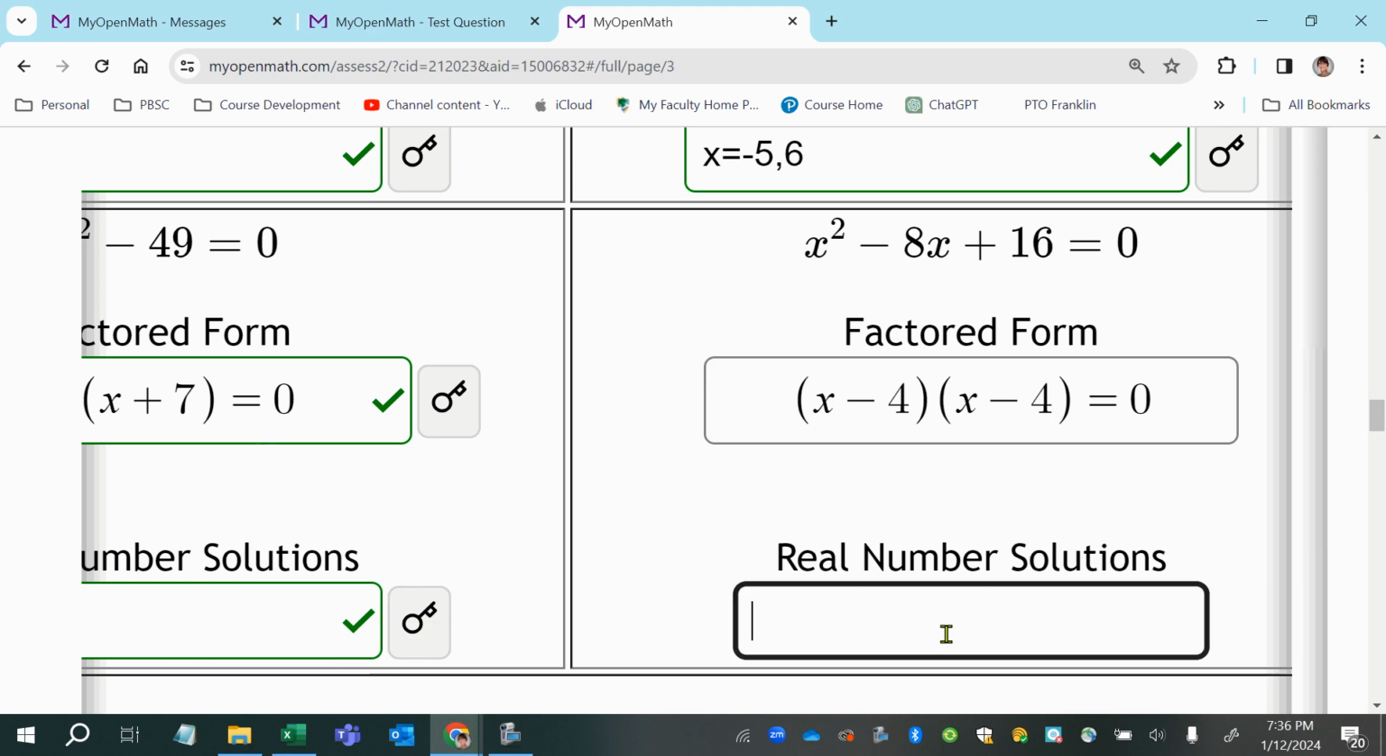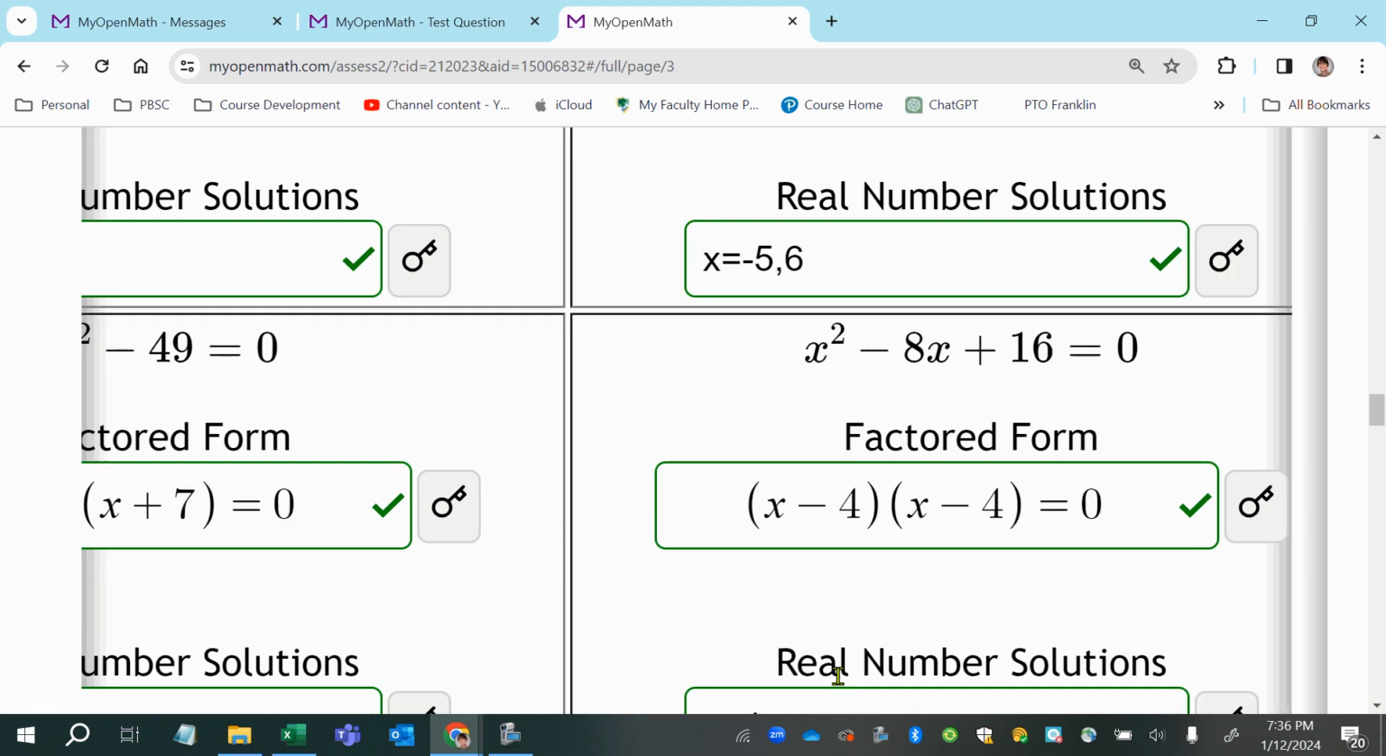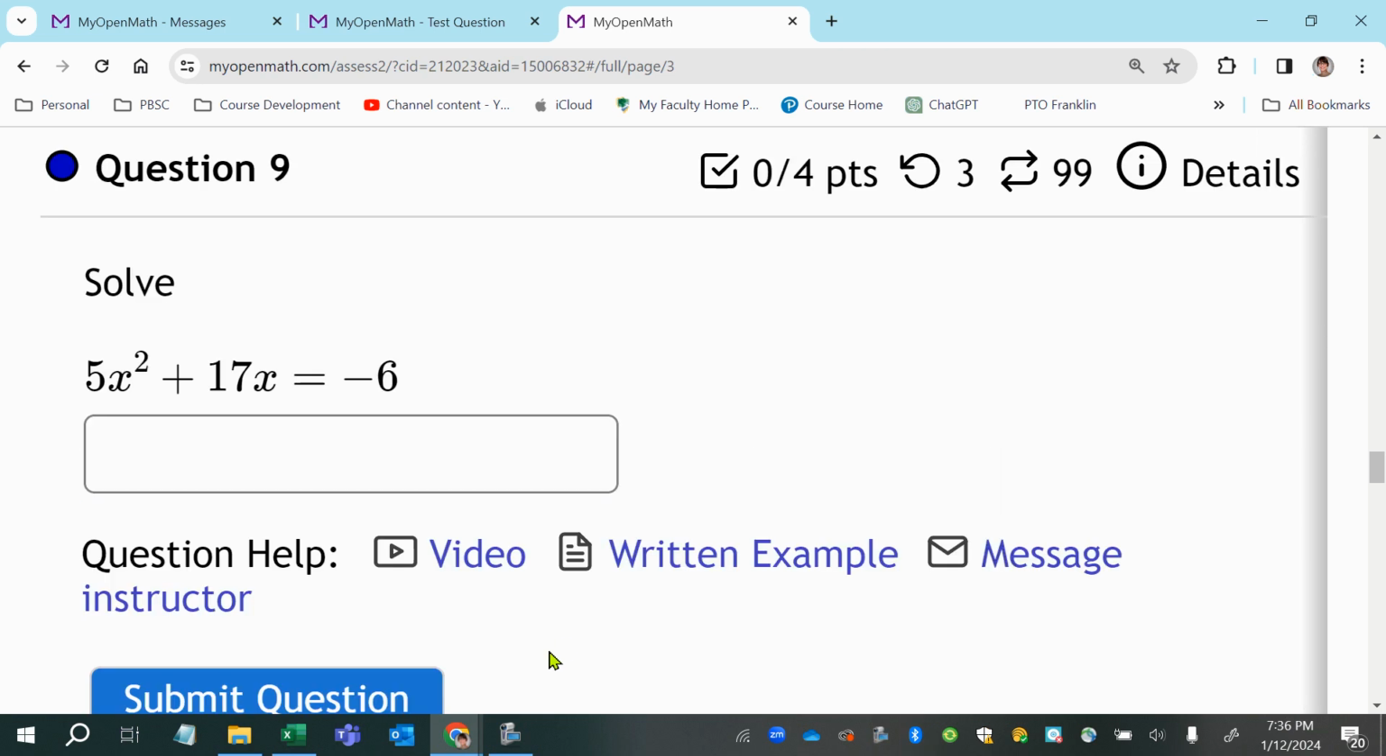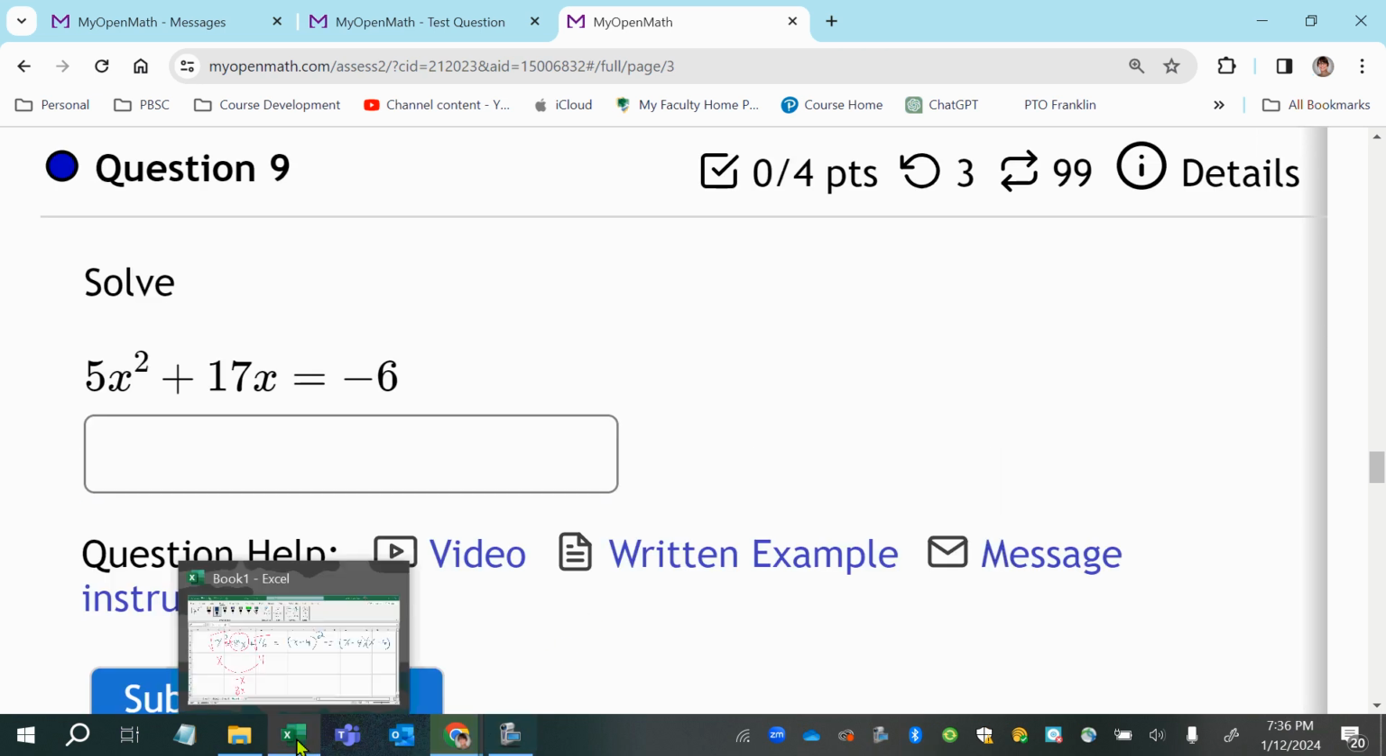And then there's only one real number solution, which is 4, because they're identical. Okay, number 9. We're going to solve 5x squared plus 17x equals negative 6.